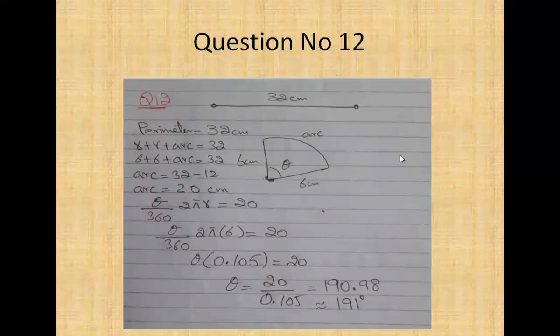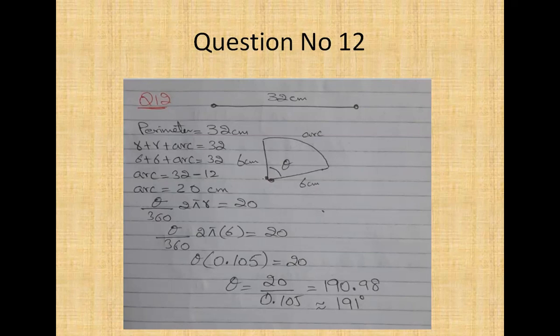So question number 12 is showing up on your screen. We have a wire which is 32 centimeter long, and I have shown that wire in my solution. Then I bent it and formed a sector with the help of this. So the perimeter is 32 centimeter because the total length of the wire is 32 centimeter. The perimeter of the sector is radius plus arc, which equals 32. So we put 6 plus arc equals 32, and so the arc will be 32 minus 12. So the arc length will be 20 centimeter.